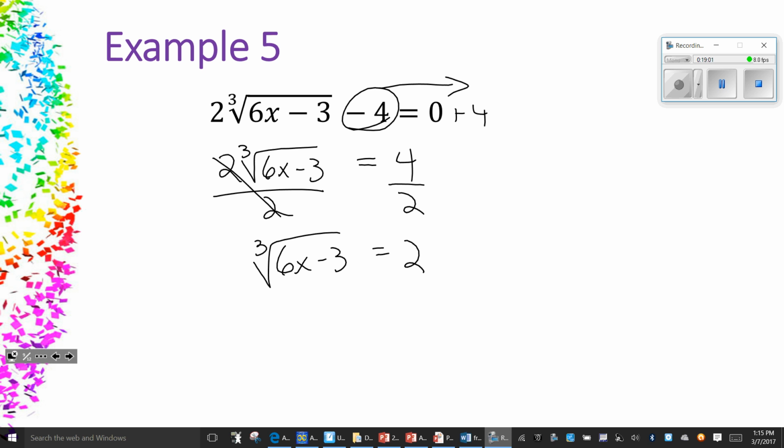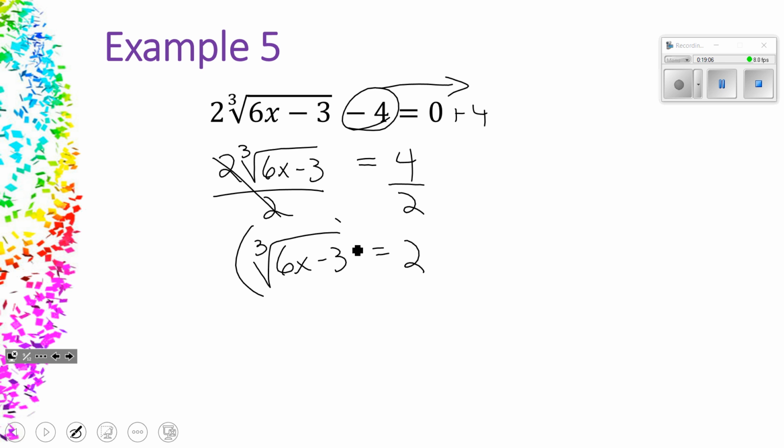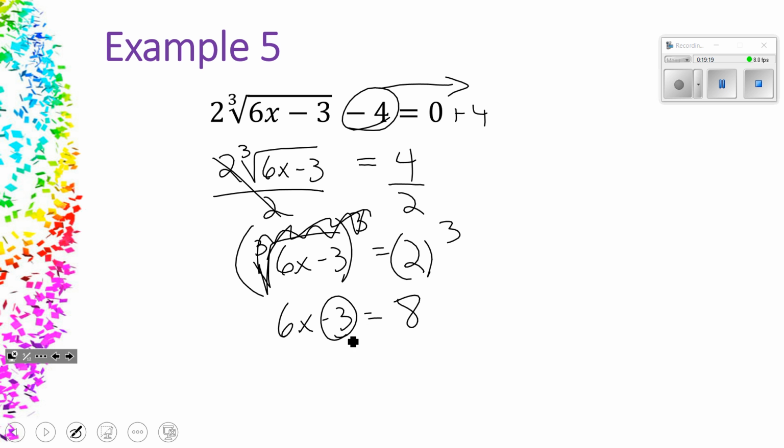All right. Any questions on what I did to isolate it? So I'm going to this time raise it to the third power. So these cancel, and I get 6x minus 3 equals, what's 2 cubed? 8. So then I'm just going to move the 3 over. And 6x is equal to 11. And I'm going to divide by 6. So x is equal to 11 over 6.